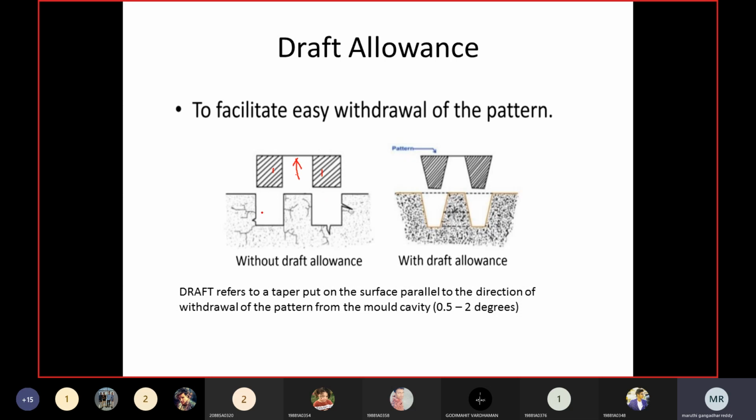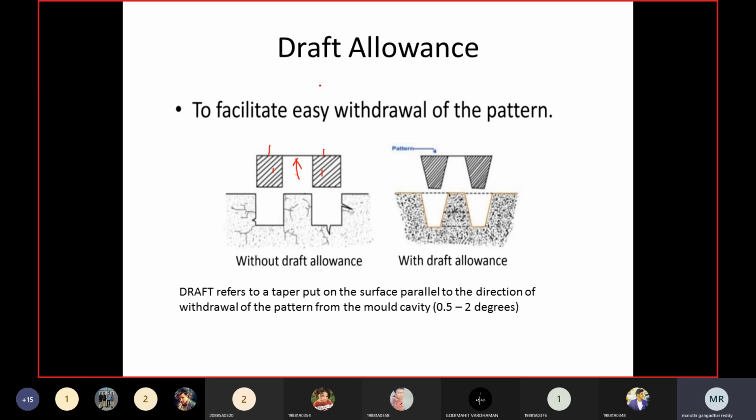Why? Because in order to create this mold cavity into which we have to pour the molten metal, we need to remove the pattern with the help of the draw spike. Okay, here you can observe in order to facilitate the easy withdrawal of the pattern without damaging the mold walls, we are providing the draft allowance.